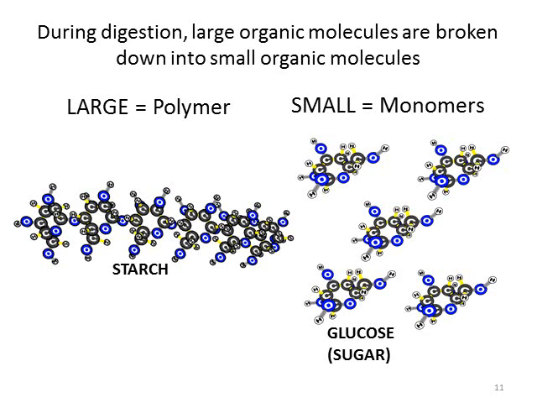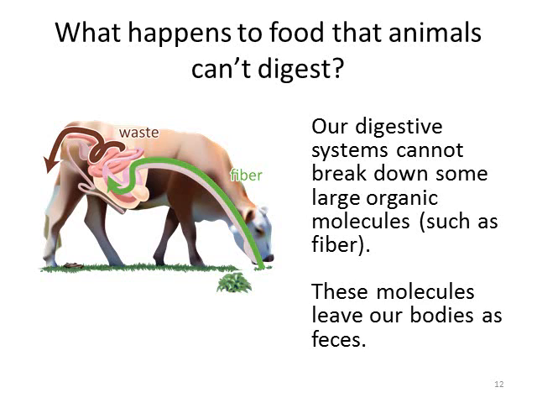I'm going to pause here for a couple more questions for you to answer. As we saw at the beginning of this lesson, some molecules cannot be broken down, like cellulose. These molecules leave our bodies as feces. We'll be focusing on the other food molecules from here on out: proteins, starches, and fats.